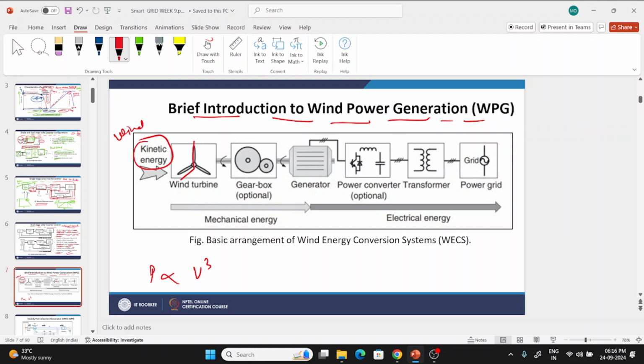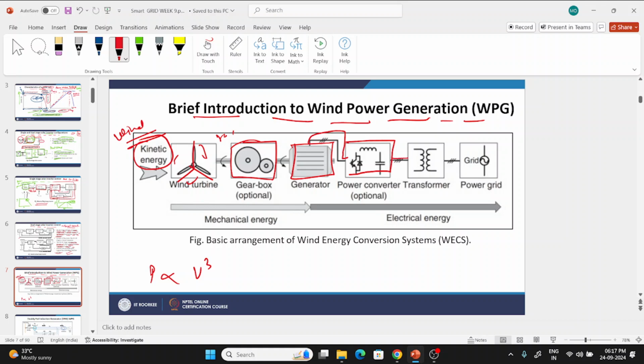interacts with these wind turbines, which move like this. Okay, due to the high speed of the wind, or we can say the kinetic energy of the wind, these wind turbines rotate. After the rotation of these wind turbines, they rotate the gearbox. Okay, and due to rotation of the gearbox, a generator's prime mover is moved and the energy is generated. This energy is then transferred to the power converter for the conversion.